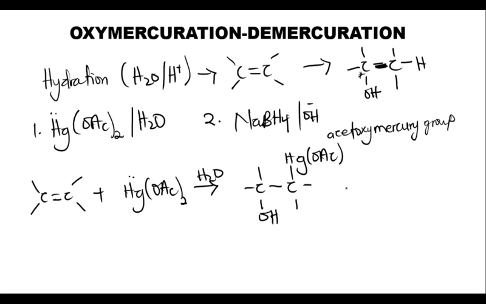Now when we have the OH, the hydroxy group, and then the acetate mercuric group attached to the alkene, all we have to do is to add the second reagent, that is sodium borohydride, in the presence of a strong base. The sodium borohydride in the presence of a base reduces the acetate mercuric group to just hydrogen, and then we get our alcohol.